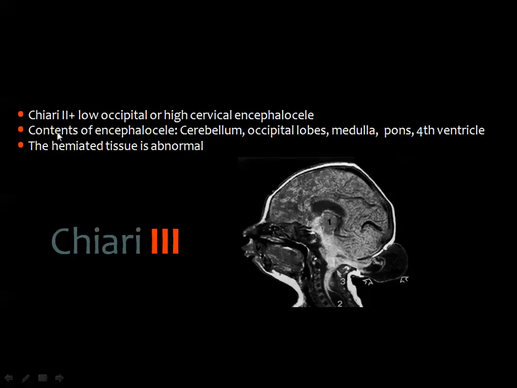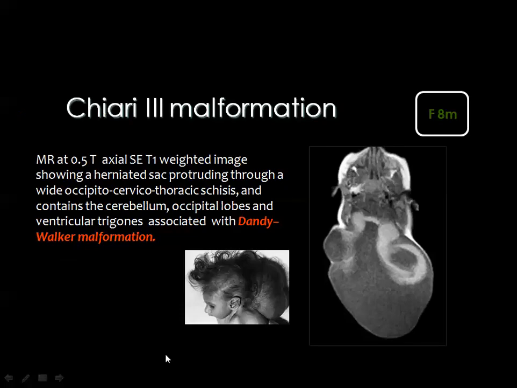Then you see the manifestations of Chiari-2 malformation plus low occipital or high cervical encephalocele. Encephalocele in this area between the occipital bone and the cervical spinal canal. The contents of the encephalocele may be part of the cerebellum, maybe occipital lobes, the medulla, the vessels, and the fourth ventricle. And the herniated tissue is, of course, abnormal.